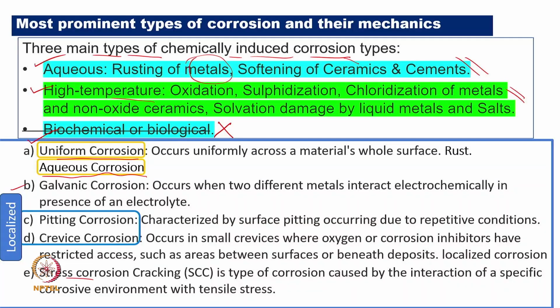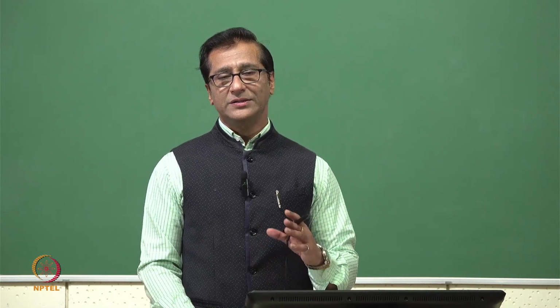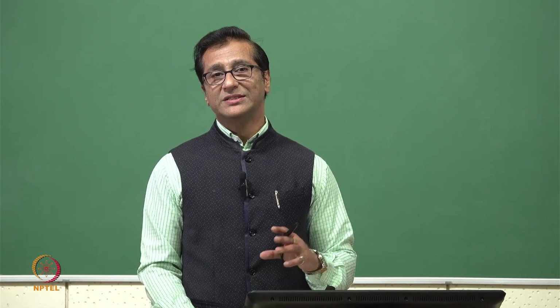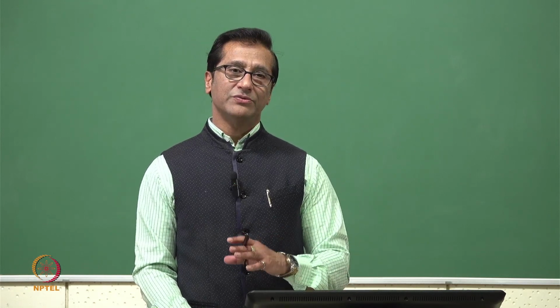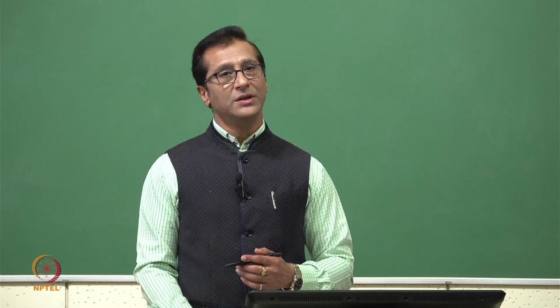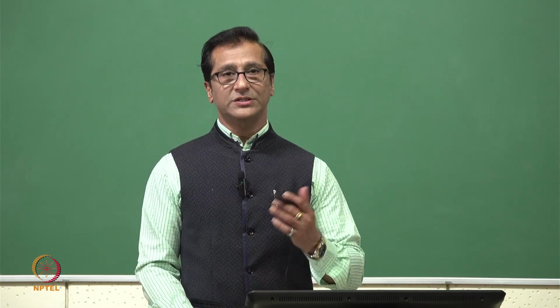The last one is stress corrosion cracking. Many times we say most failures happen because of that. Corrosion is already there. It will change the ductile material to a brittle material, and the brittle material, when subjected to tensile stress, will fail. So most of the time failure happens because of SCC, or stress corrosion cracking. So this is very important.